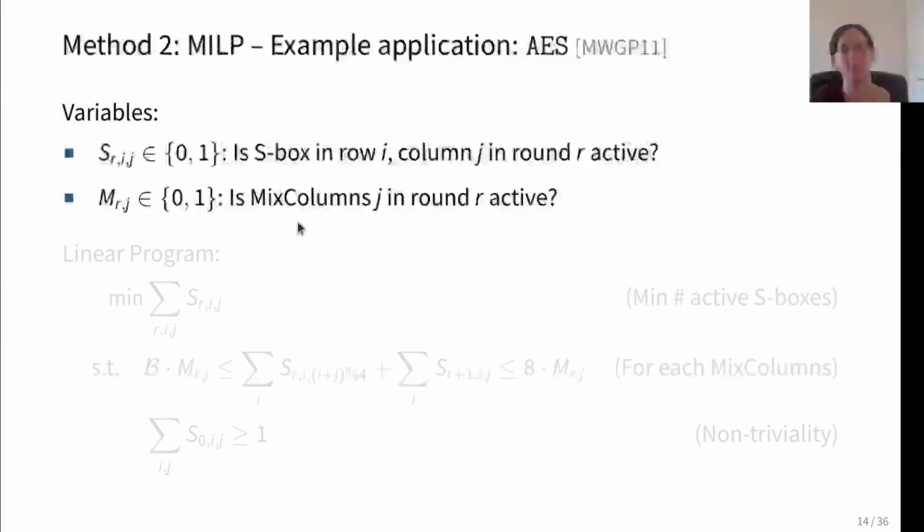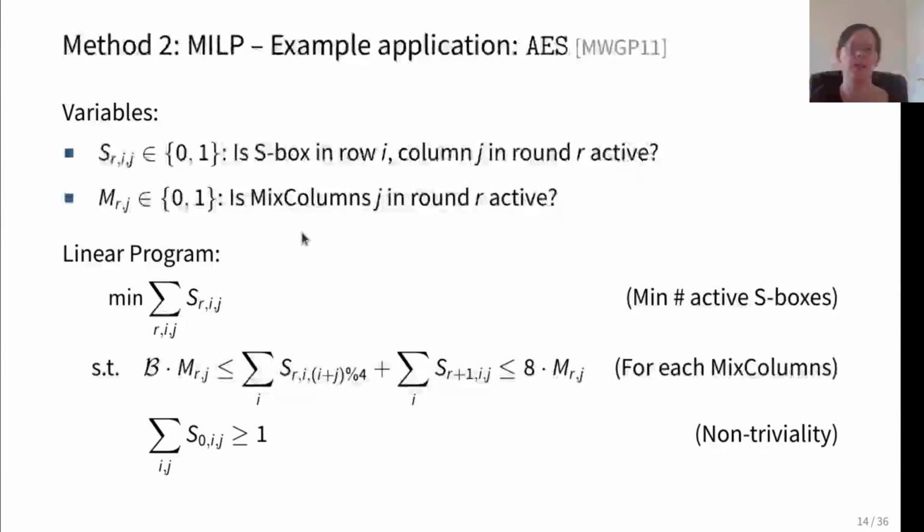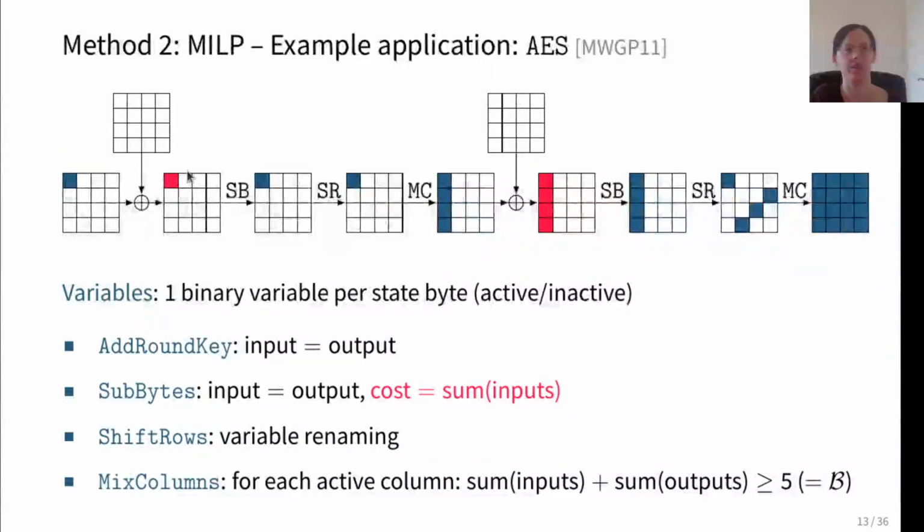And then we can describe what we had on the previous slide as follows. What we want to do is minimize the number of active S-boxes. In other words, we want to minimize the sum over all rounds, over all rows and columns of this variable S_r,i,j. Notice that we only took variables not just for every state like we had in the previous slide, but just for the red boxes here.